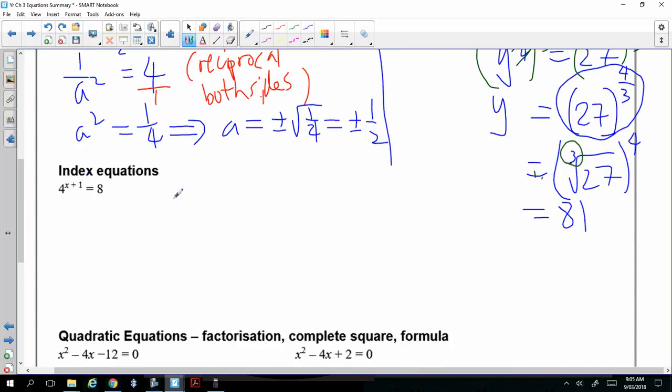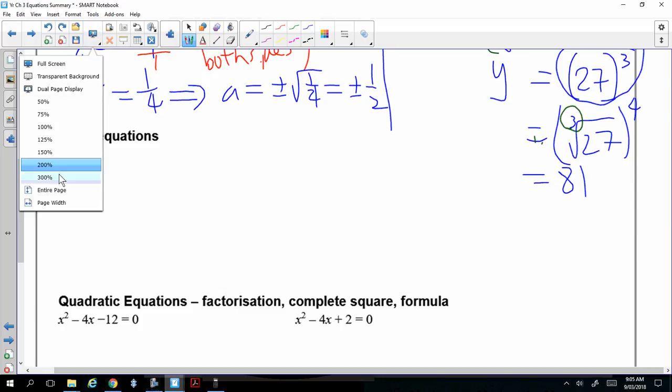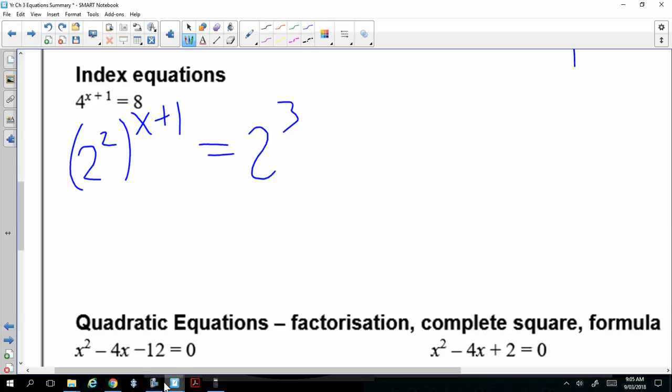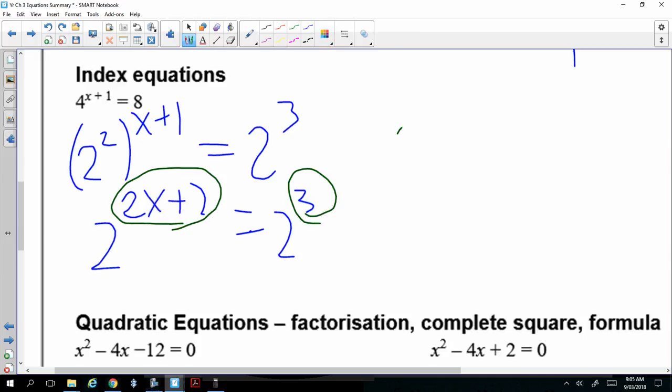Actually, it's not too difficult. All you have to do is write 4 as 2 squared, equal to 8 is 2 cubed. And then what do we do after that? We're going to times it. So you get 2 to the power 2x plus 2 equal to 2 to the power of 3. And after that, the easy bit is just make the powers equal. And then you get your answer. Okay? So that's index equation. 2x equal to 1, x is half. Okay?